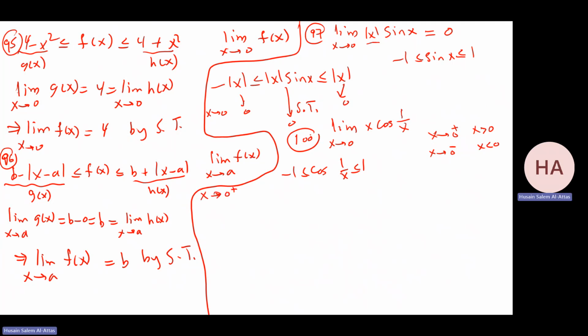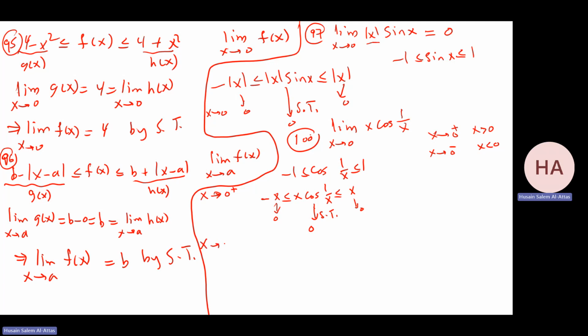As x goes to 0 from right, x is positive. I can multiply by x, to get minus x less than x cosine 1 over x less than x. This goes to 0. This goes to 0. So this one goes to 0 by the squeeze theorem.